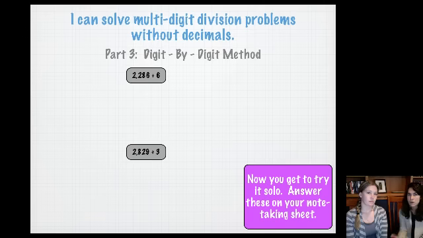And now, of course, we're going to give you a little more practice on your own. So once again, this is on your note-taking sheet. You're going to just try 2 problems, and this time try the digit by digit method. Even if it's not your preferred way, just try it, and we'll go over them tomorrow.